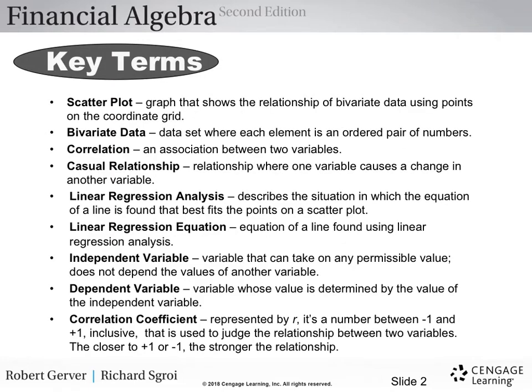So we've got a number of key terms here that we want to understand and know the definition of for this particular section. The first term is scatter plot. This is a graph, first of all, okay, that shows the relationship of bivariant data using points on the coordinate plane. So it's a graph of points. It's not a graph of a line and such. Now, bivariant data is a data set where each element is an ordered pair of numbers, okay? You've got an X and you've got a Y.